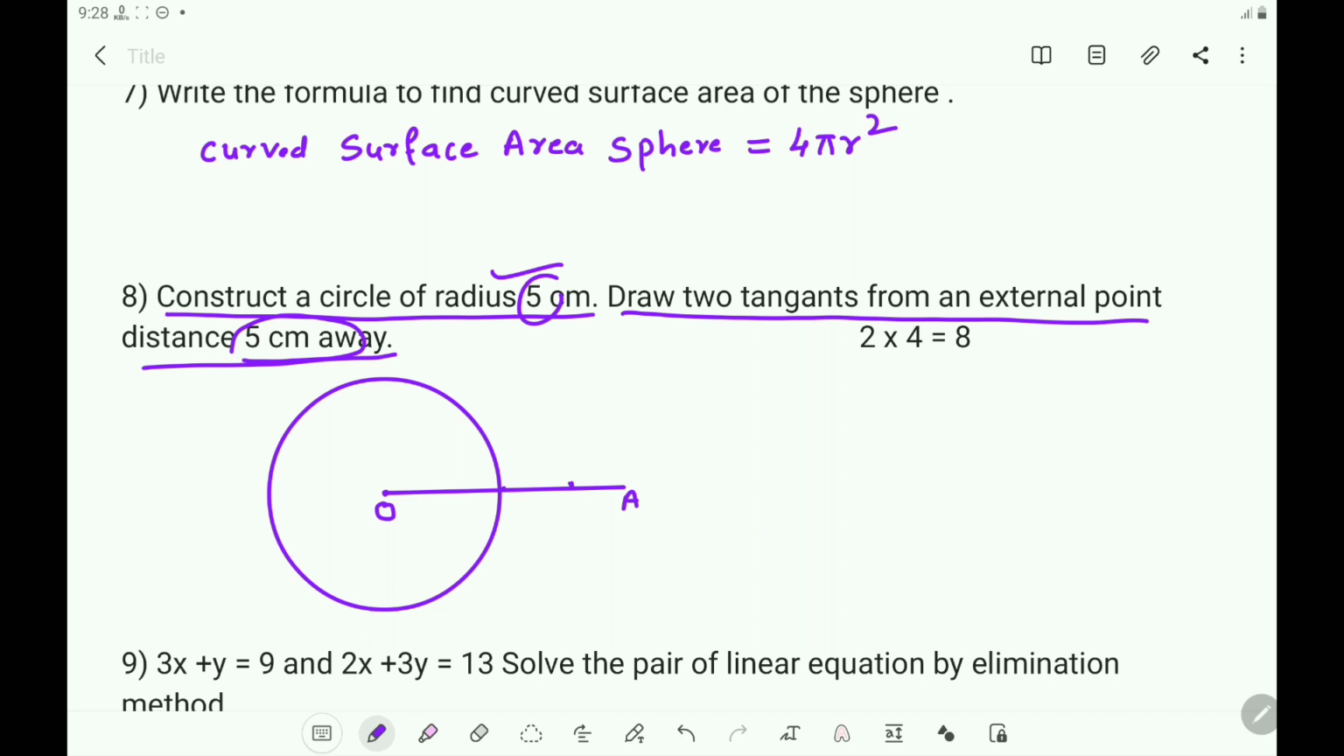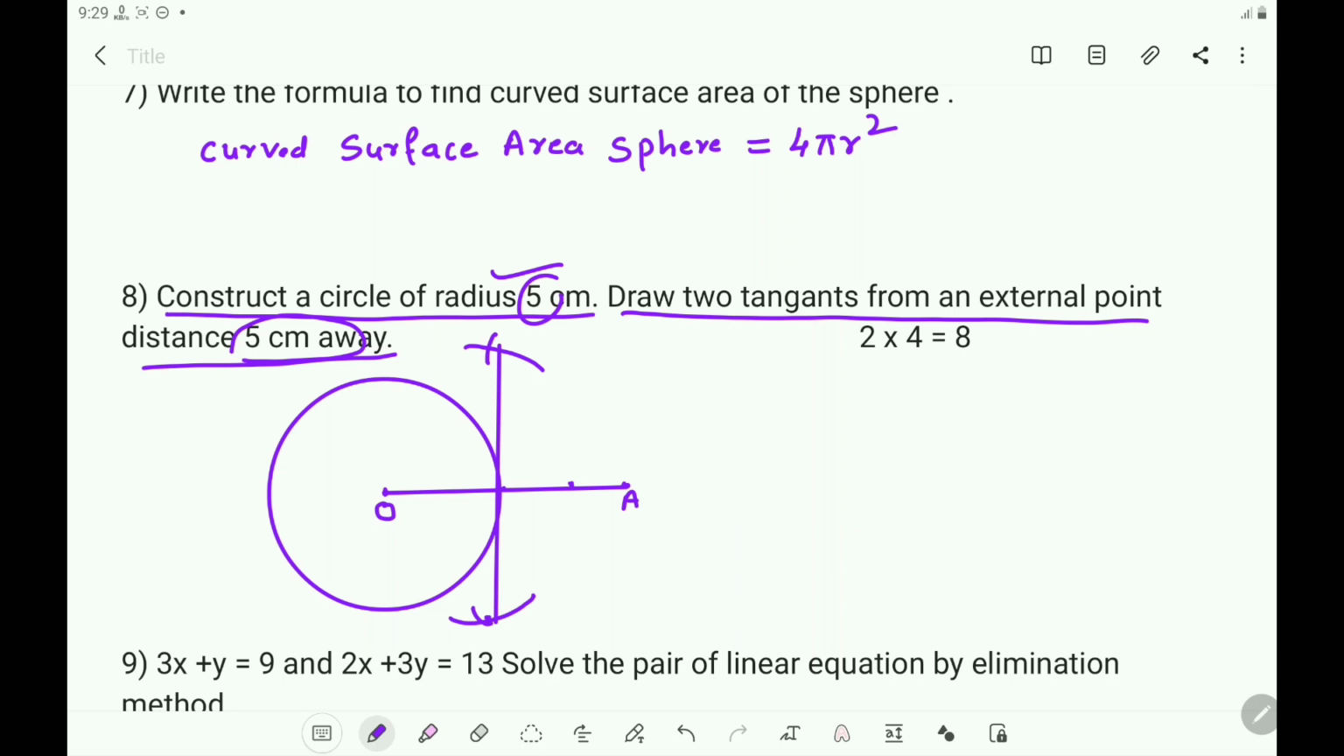So you can take more than half of this OA and draw the curve above and below, that is from the center O. Next, with A as a center, without changing the radius, you cut the previous curves. So you will get a point here. Both the points are to be joined to draw the tangent.